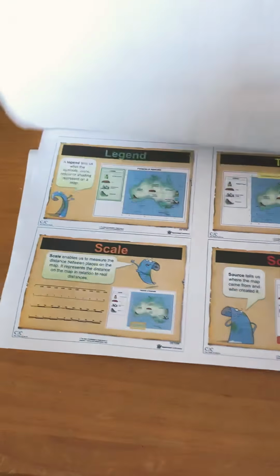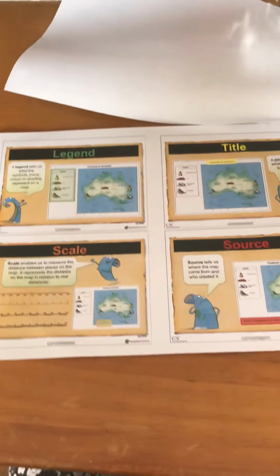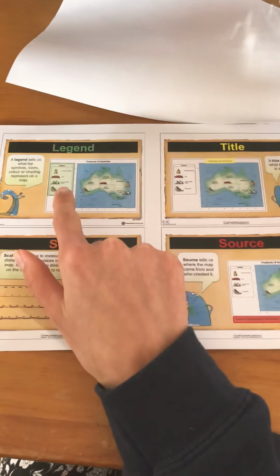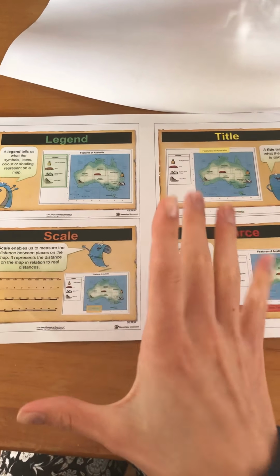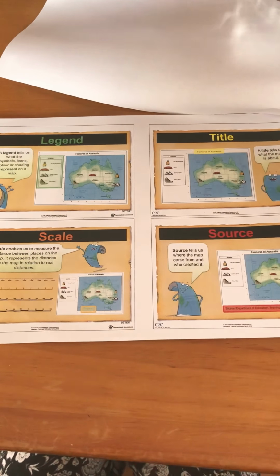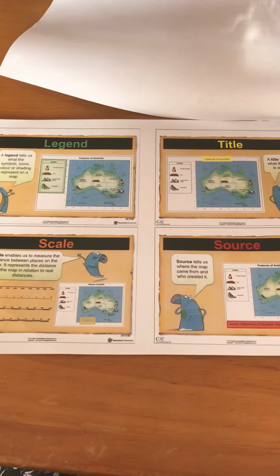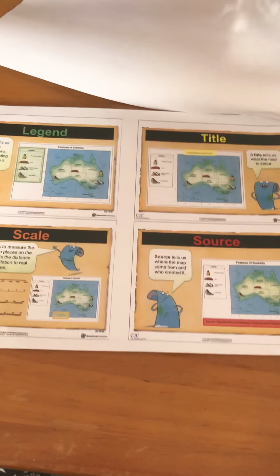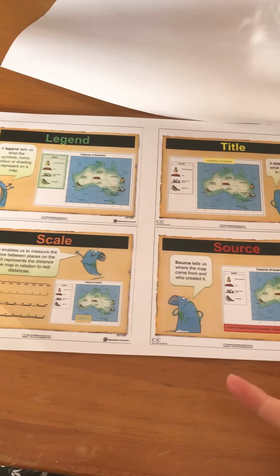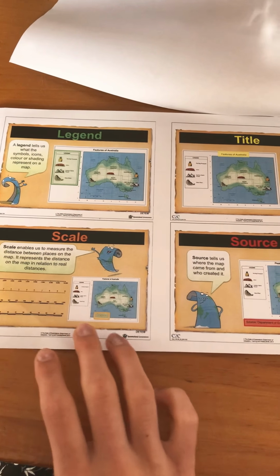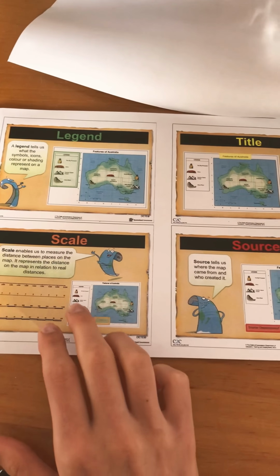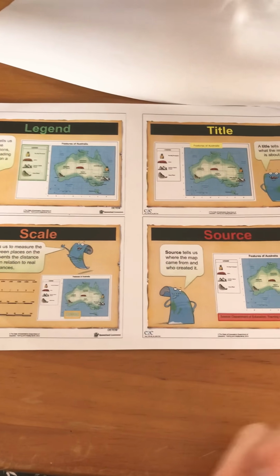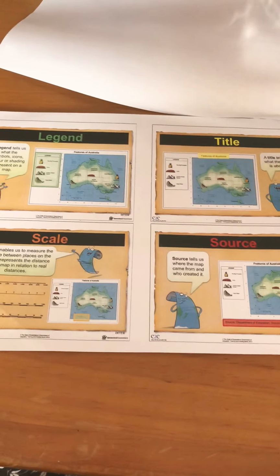So going on to our L, can somebody tell me what that is? Good job, legend. So our legend tells us what the symbols, icons, or color represent on a map. Good job. So going on to T, T is for title. Good job. So our title tells us what the map is about. We've got a scale which shows us the distance between places on the map, and it represents the distance on the map in relation to real life.